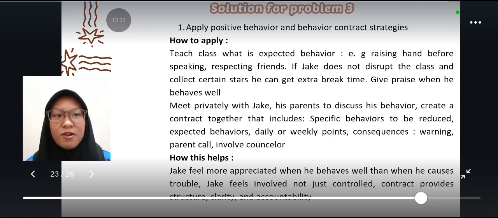How does this help? Jack feels more appreciated when he behaves well than when he caused trouble. Jack feels involved, not just controlled. The contract provides structure, clarity, and accountability.